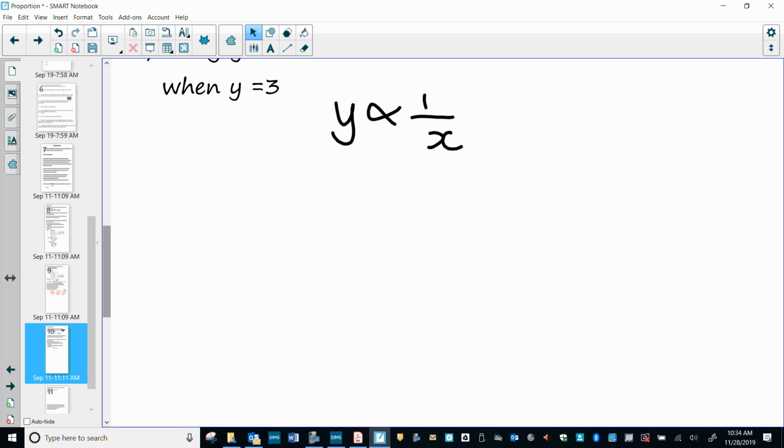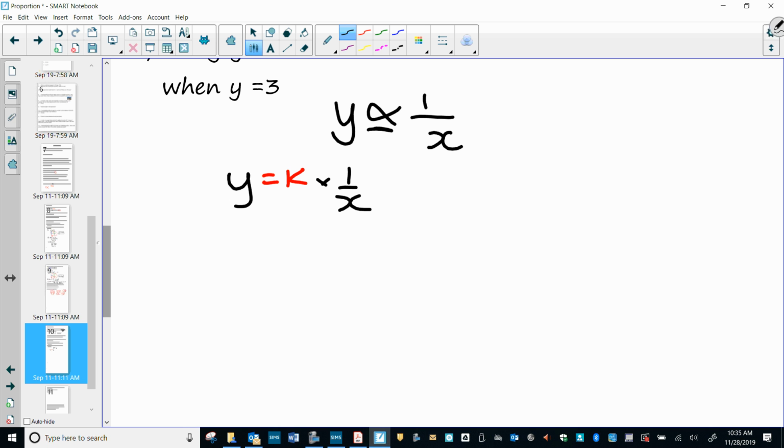So is k 1? No. Now we need to again change our proportional sign to be k. So what we could do is write y equals k times 1 over x. Okay, we could write that, because that would be the same as before. So the proportional sign has been changed to be equals k.